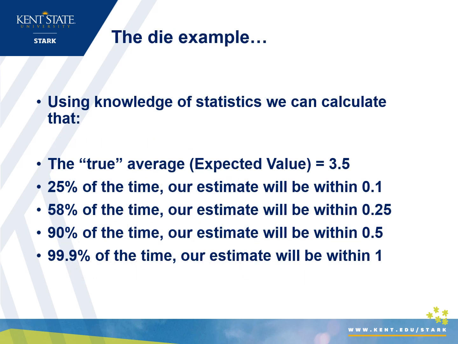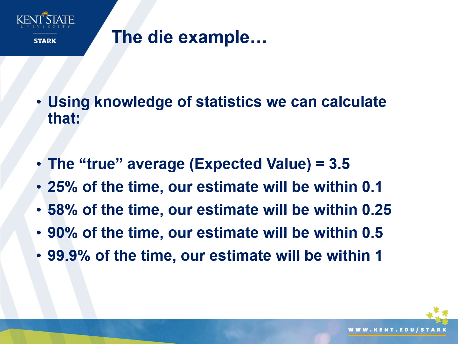In this case, we can use our knowledge of statistics to arrive at these facts. First, we know what the true average is. That is, the expected value for a fair die is 3.5. However, if you roll a die 30 times and average together the rolls, getting exactly 3.5 is pretty rare. However, 25% of the time you'll be within 0.1 of that, so a range of 3.4 to 3.6.